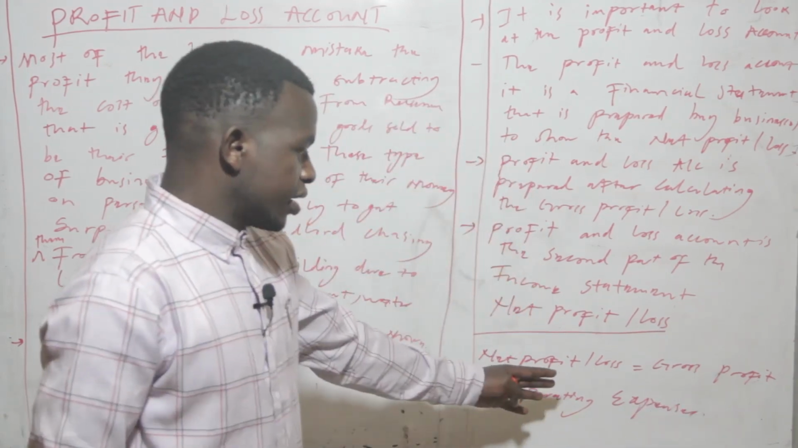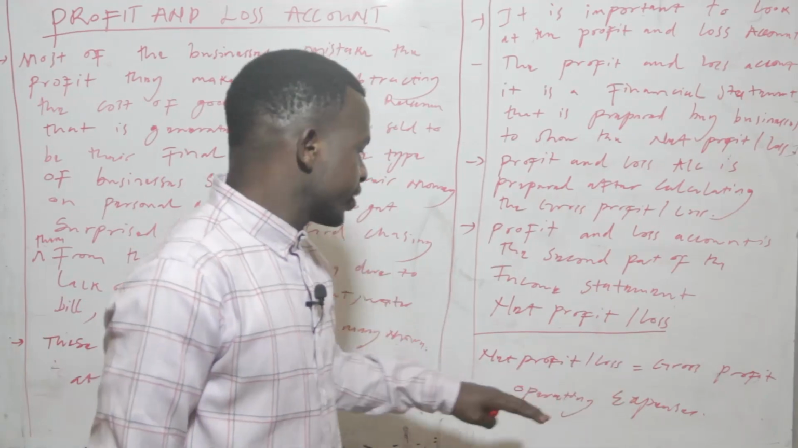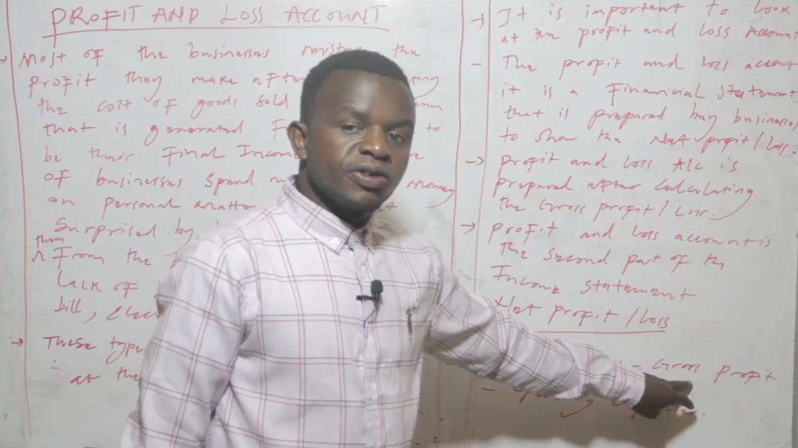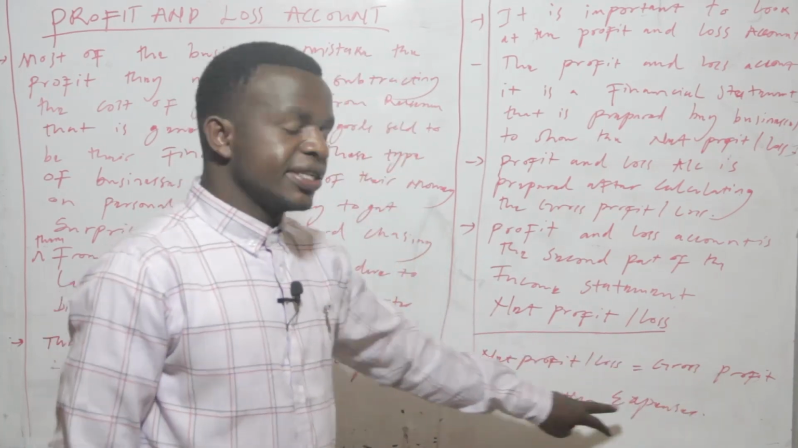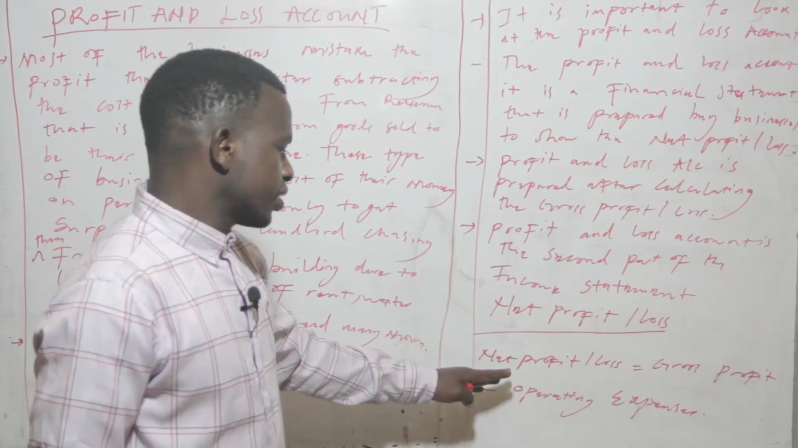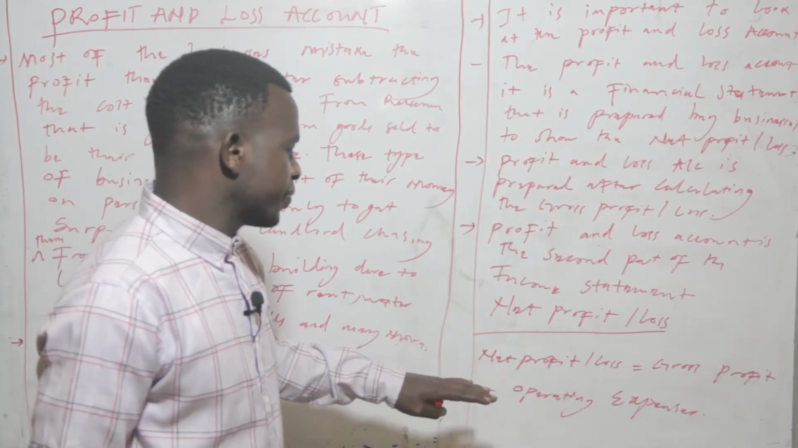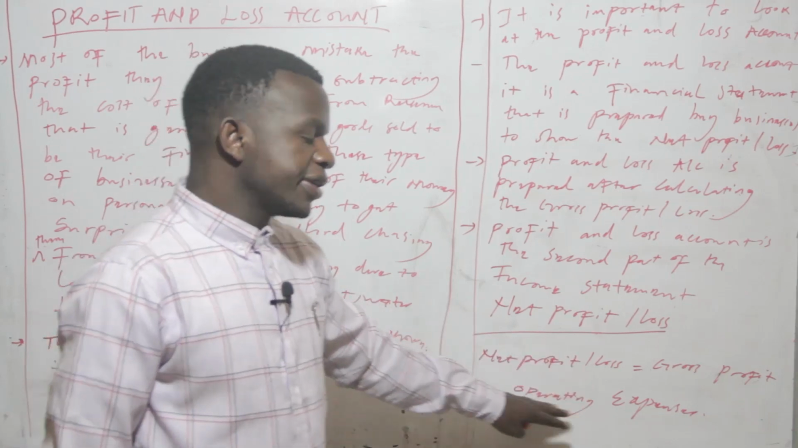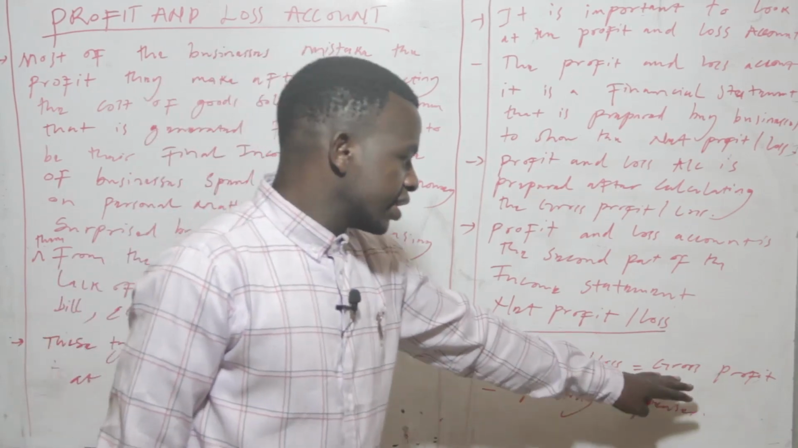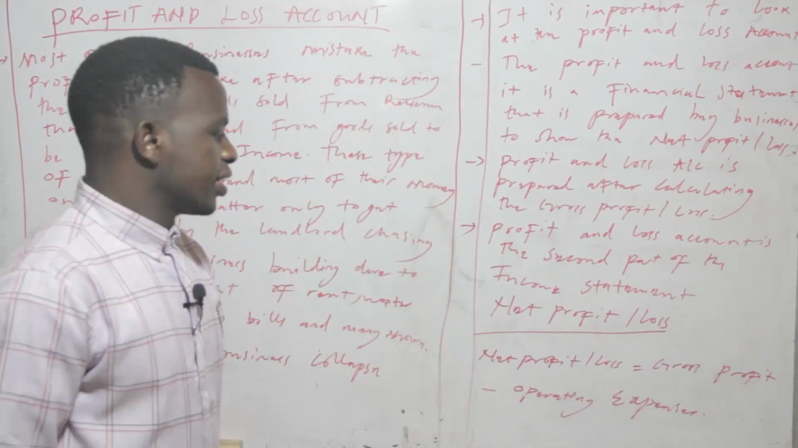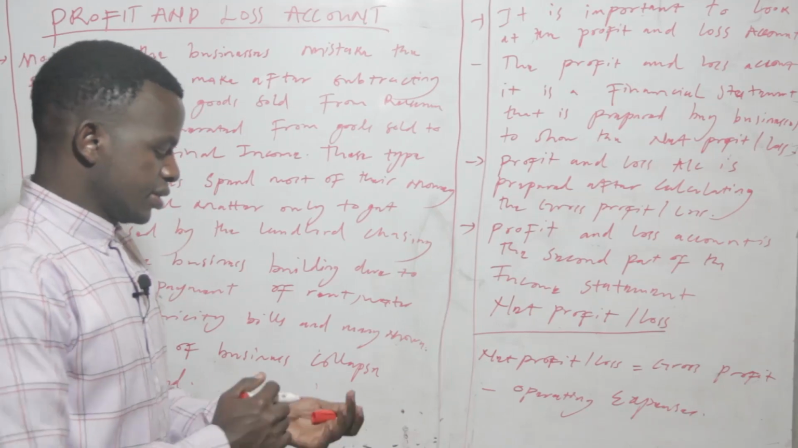So from this formula, we can take note that we can only find the net profit if gross profit is greater than operating expenses. And from this same formula, we can say that our net loss can be found when the operating expenses are greater than the gross profit. So that's the formula that we use.